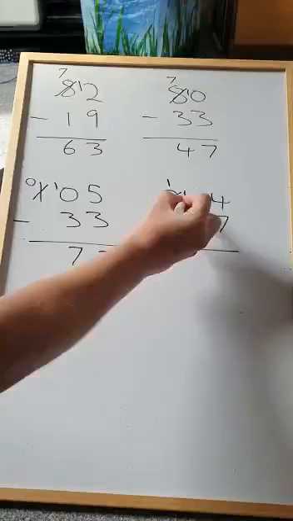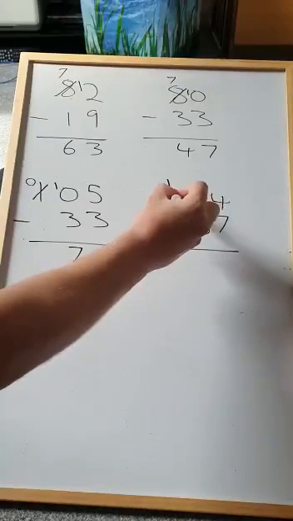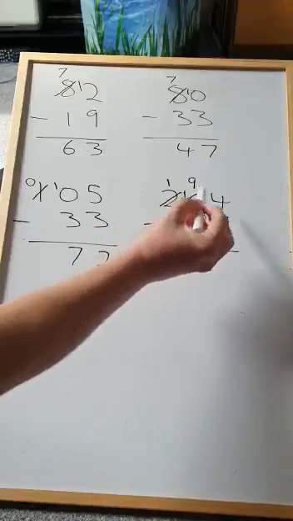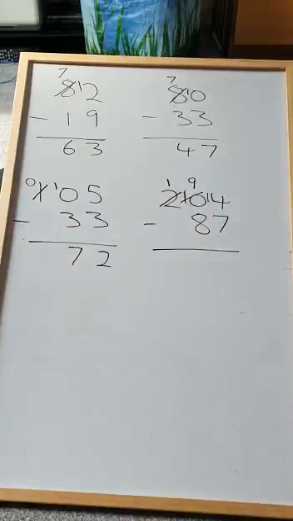So if I've got a 10 here, I borrow from the 10, which becomes a 9, and then we move the 1 across. If you want to watch that a few times, you can do.